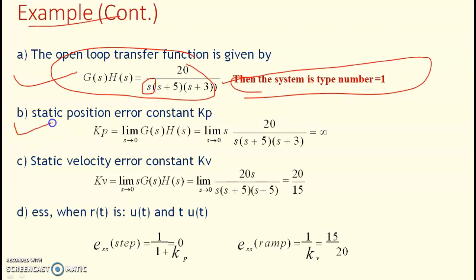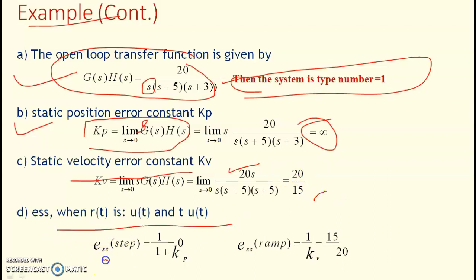Then you have to find the positional error constant. We know the formula Kp equals the limit as s tends to 0 of G(s) into H(s). So that equals the limit as s tends to 0 of s into 20 divided by s into (s plus 5)(s plus 3). Actually this is the limit for positional error, so we'll get infinity. Then for the velocity error constant, apply the values and we'll get the corresponding value, 20 by 5.